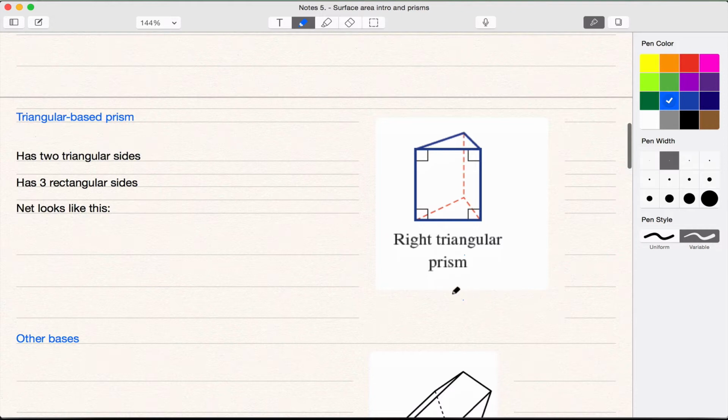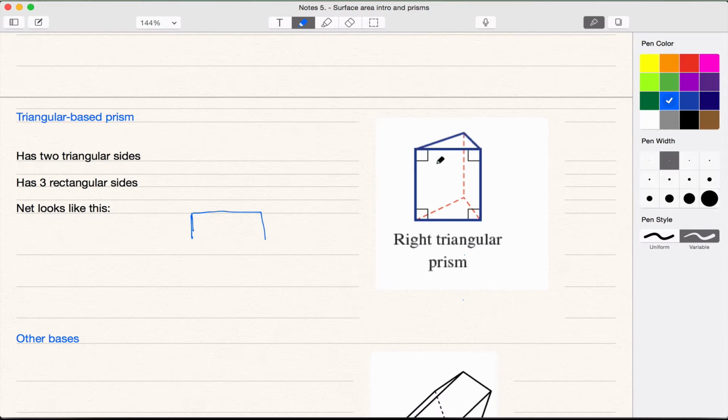If we look at a more complicated prism, I've got here a triangular based prism. It doesn't matter that it looks tall rather than long, but when you have a triangular based prism, you end up with two triangular sides. In this example, it's the top and the bottom, and three rectangular sides. So the net would look something like this.